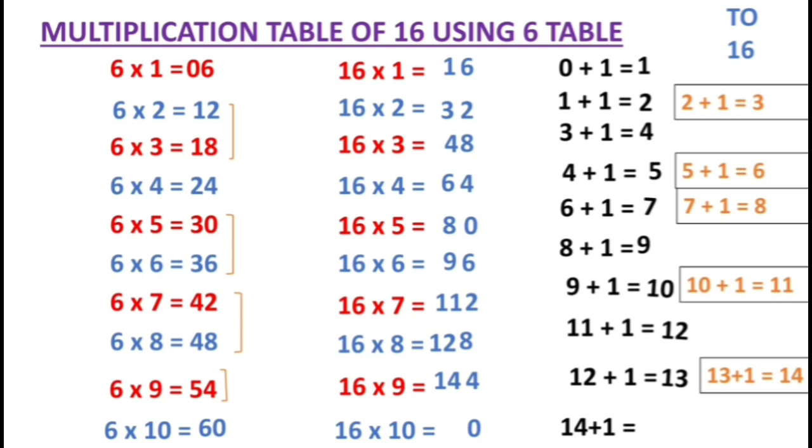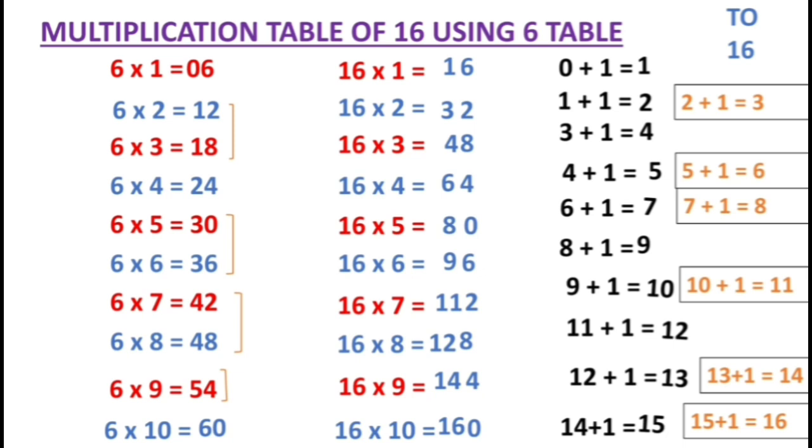14 plus 1, 15. Here again 6 nines are 54, 6 tens are 60. The tens place is changing. So what should we do? Plus 1 to the sum. 15 plus 1, 16. 16 tens are 160. So the answer is correct.